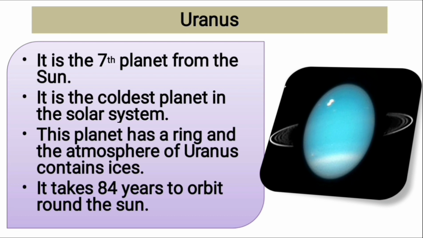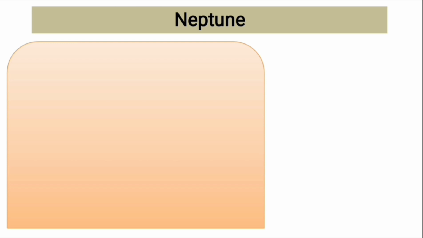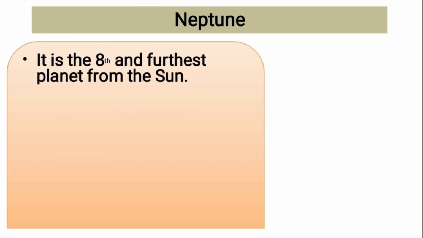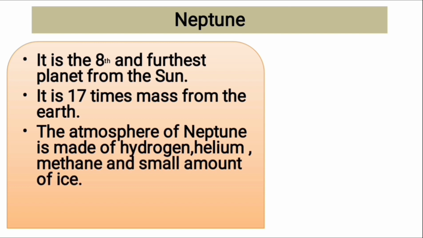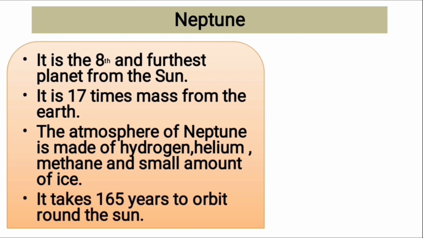Okay, now our next planet is Neptune. It is the eighth and furthest planet from the Sun. It is 17 times the mass of the Earth. The atmosphere of Neptune is made of hydrogen, helium, methane and small amount of ice. It takes 165 years to orbit round the Sun. It is the fourth largest planet in the solar system. Let's see the picture.